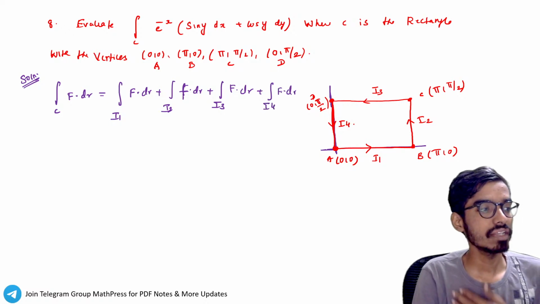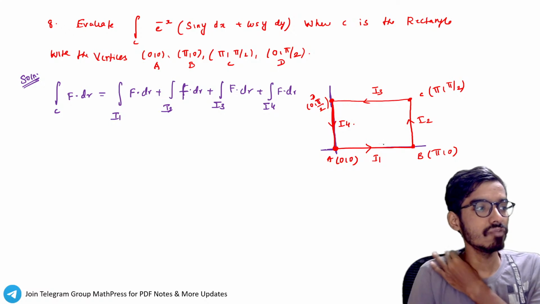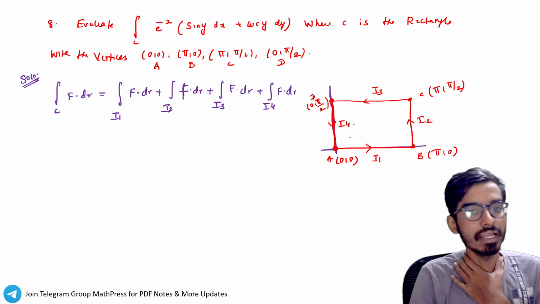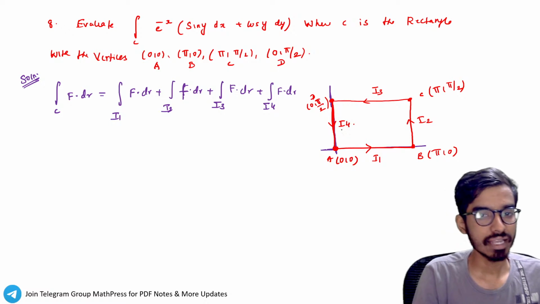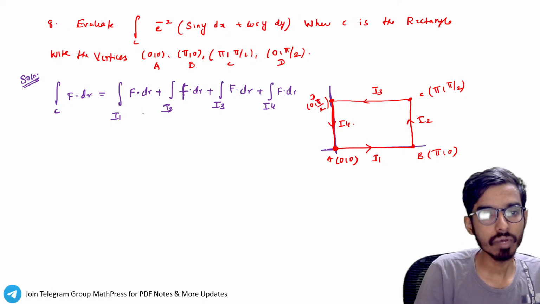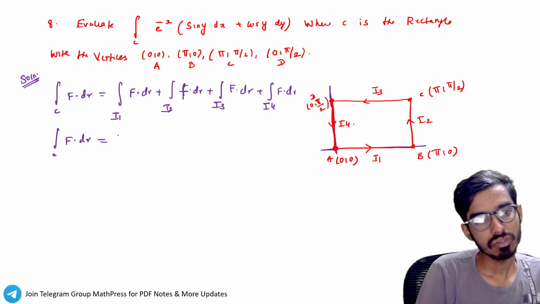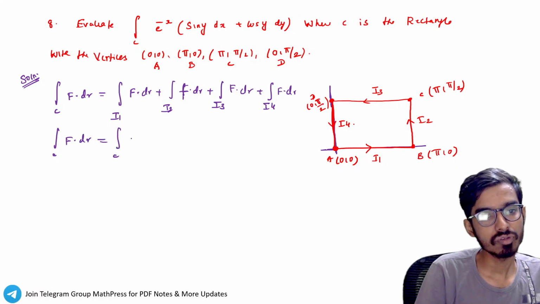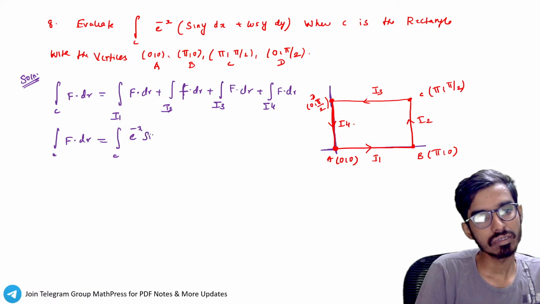If you haven't watched the previous class, go to that, because in the previous class itself we gave an introduction to line integral. This class is only problem solving. Okay, so we will do it one by one. Before that, what is integral over C f dot dr? This is nothing but integral over C e power minus x sin y.